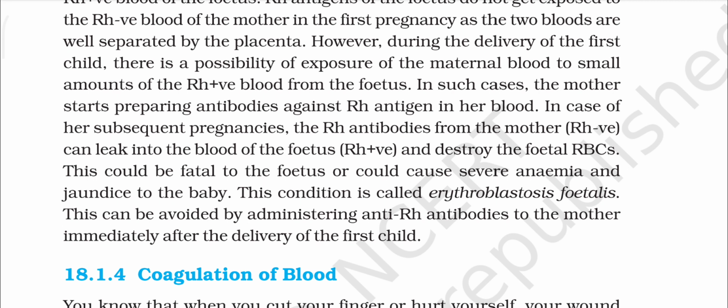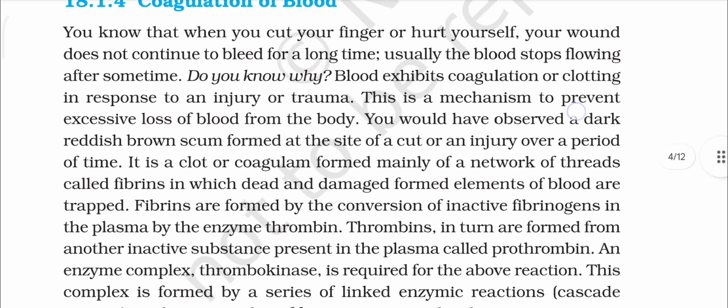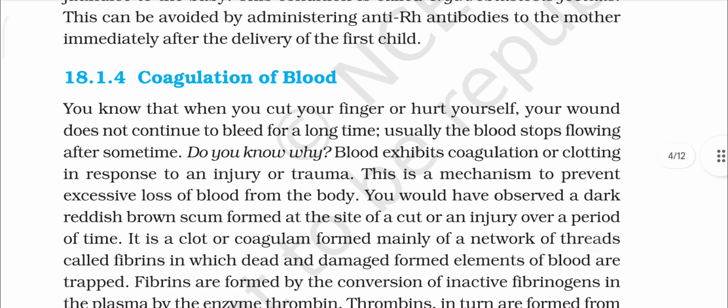This condition is called erythroblastosis fetalis. This can be avoided by administering anti-RH antibodies to the mother immediately after the delivery of the first child. Coagulation of blood. Now we will be talking about coagulation of blood.